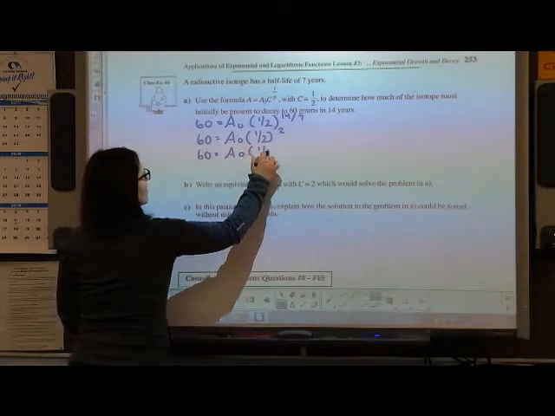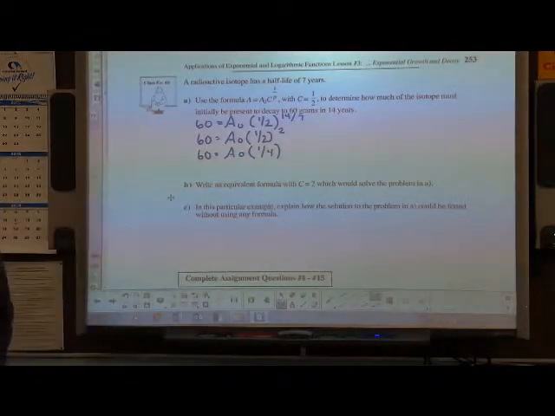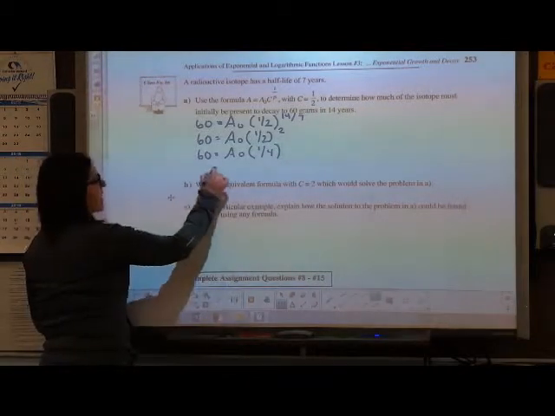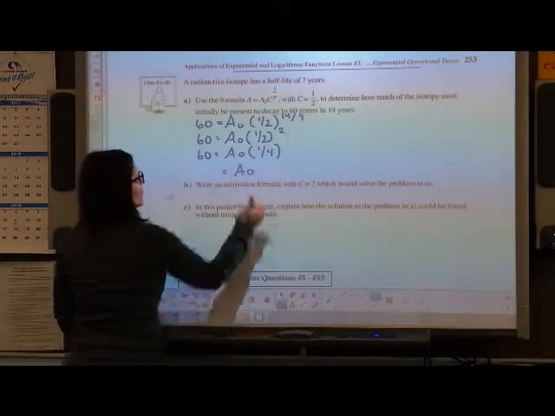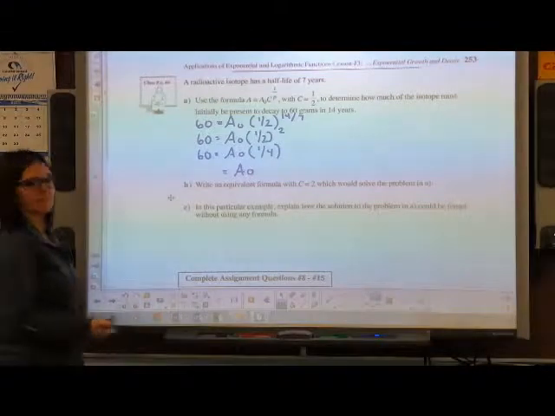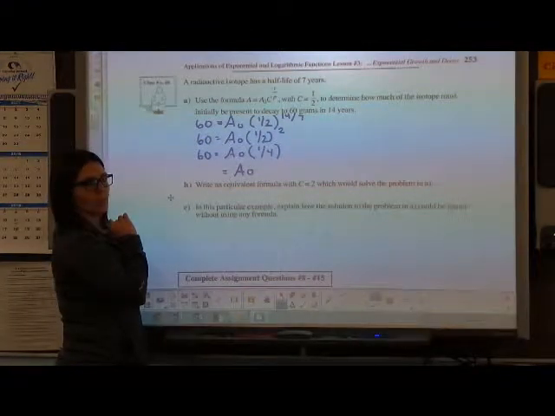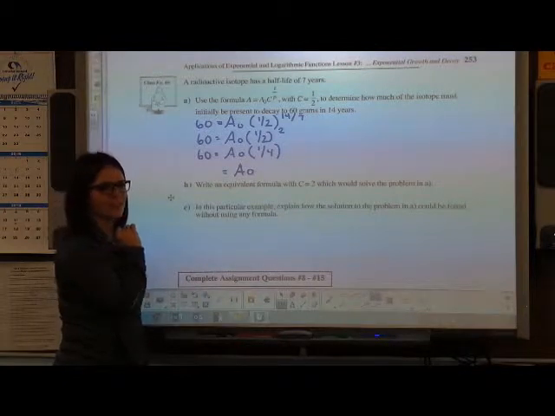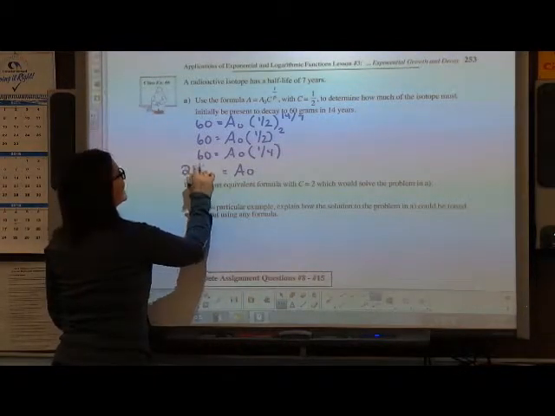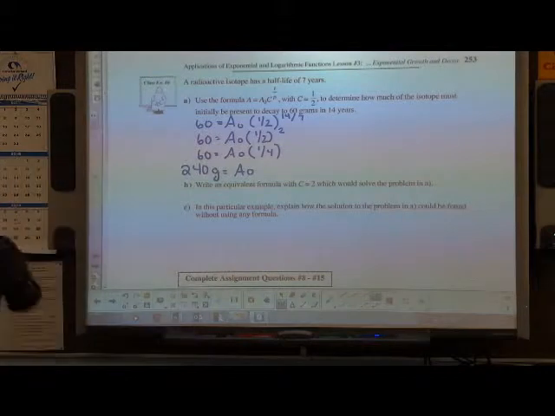And how do I get rid of 1/4? Multiply by 4 on both sides. And what is 60 times 4? 240. So 240 grams would be what I initially had at the beginning.